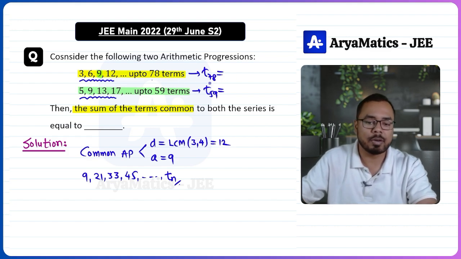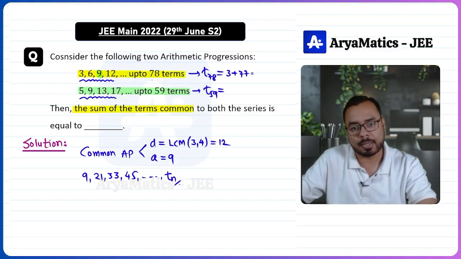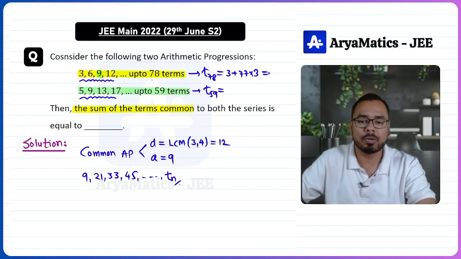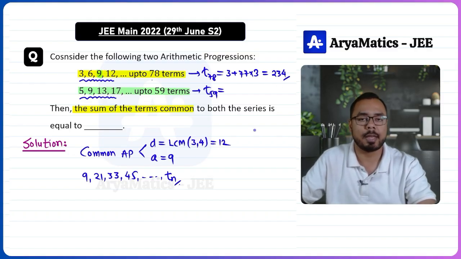So if we calculate the 78th term of the first AP, it will be a plus 77d. a is 3 and n minus 1 is 77, and this is multiplied by 3. So this will give us 78 into 3, which is 234, right? So this will be the last term of the first AP.